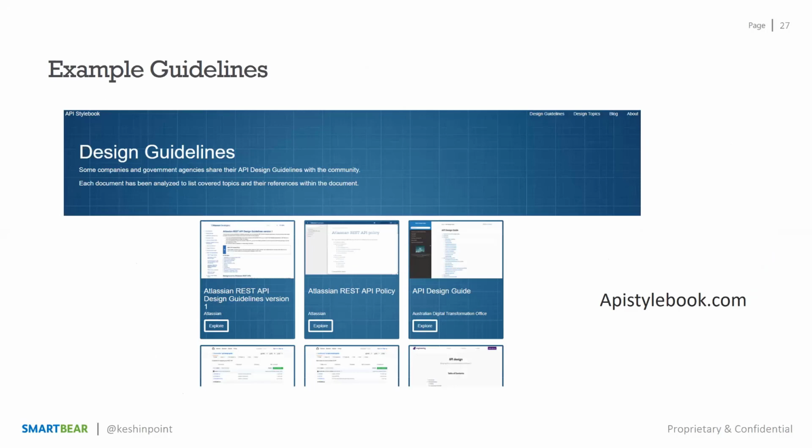A good resource is to go to the apistylebook.com. This is a curated set of public API style guides. I would definitely recommend visiting this, where you can get some great examples on some public guidelines used by big companies like Atlassian, Google. I think Stripe is also one of them. A lot of companies. So please do visit that.